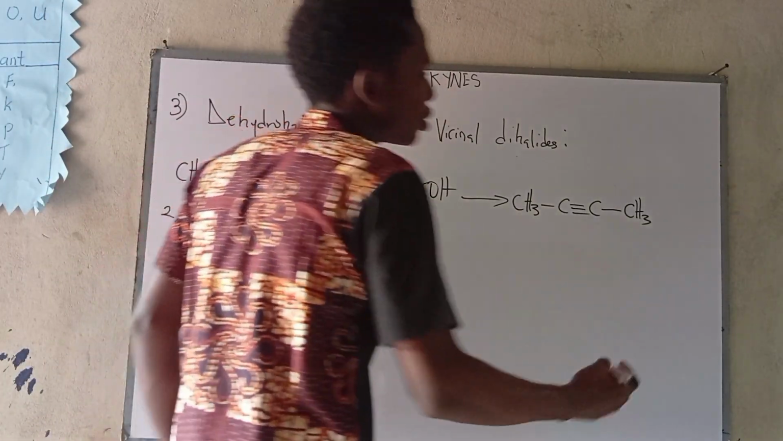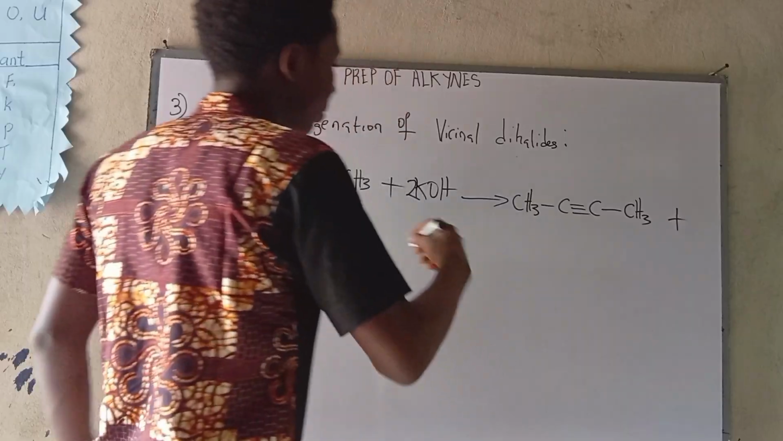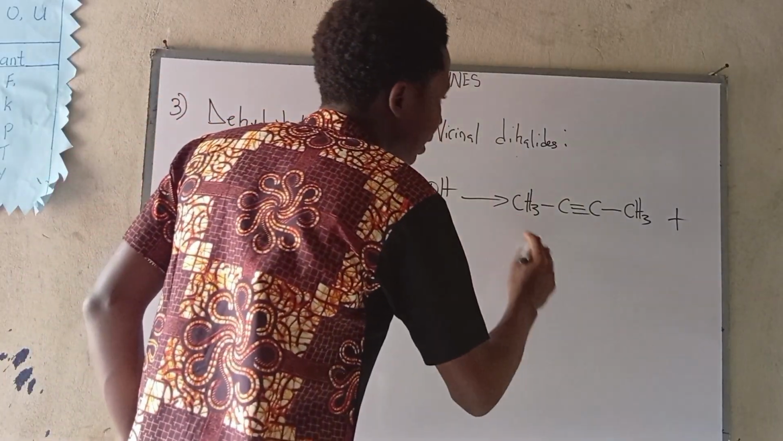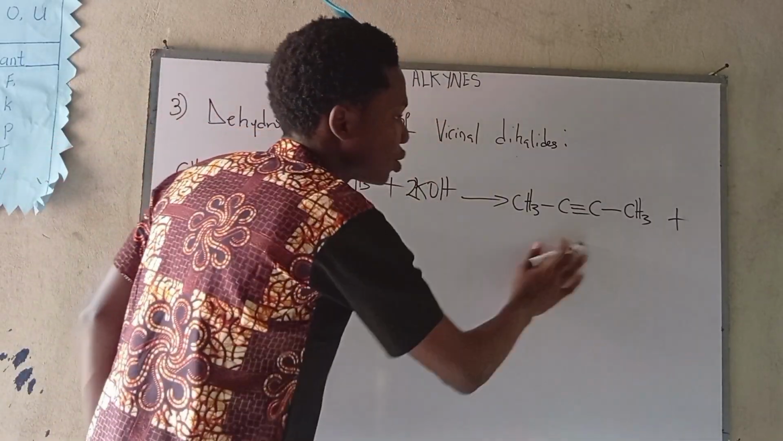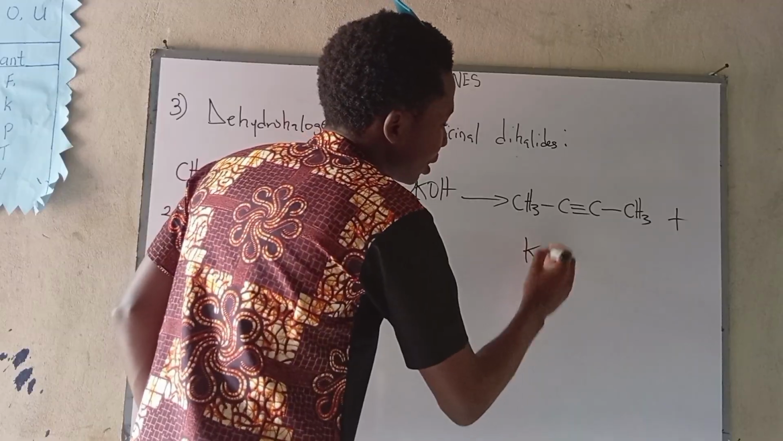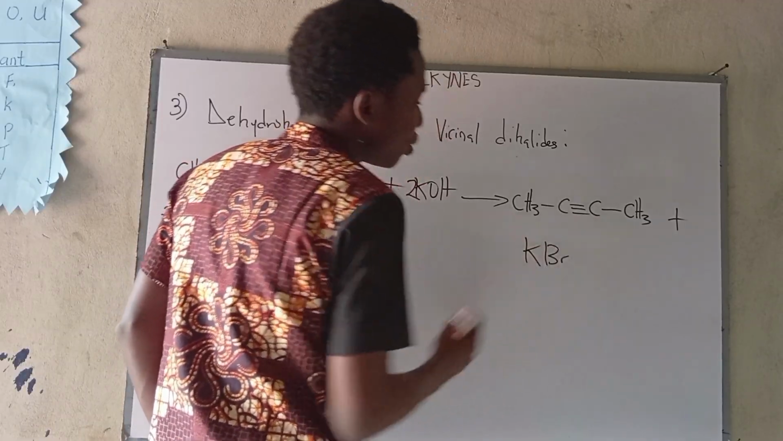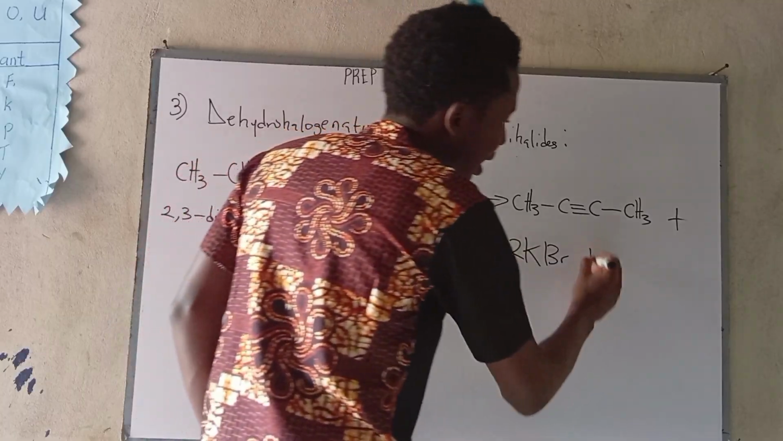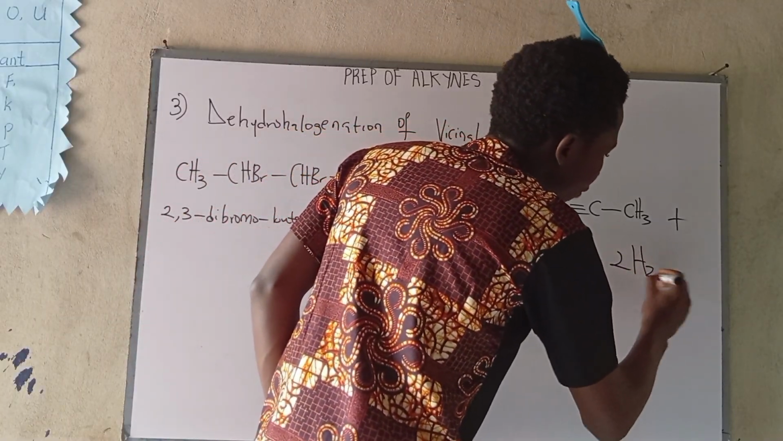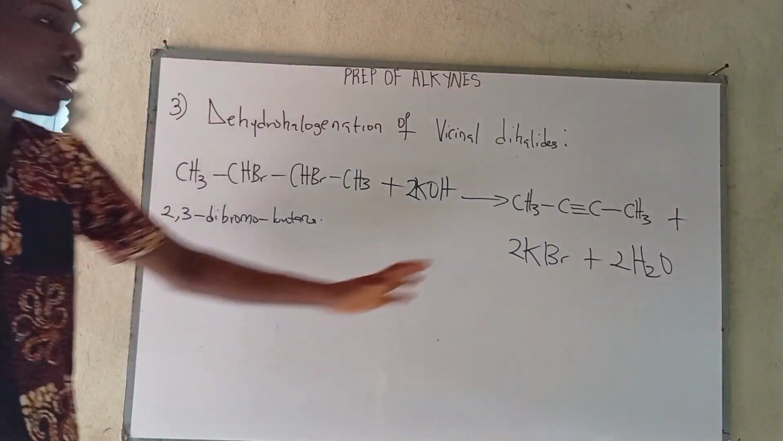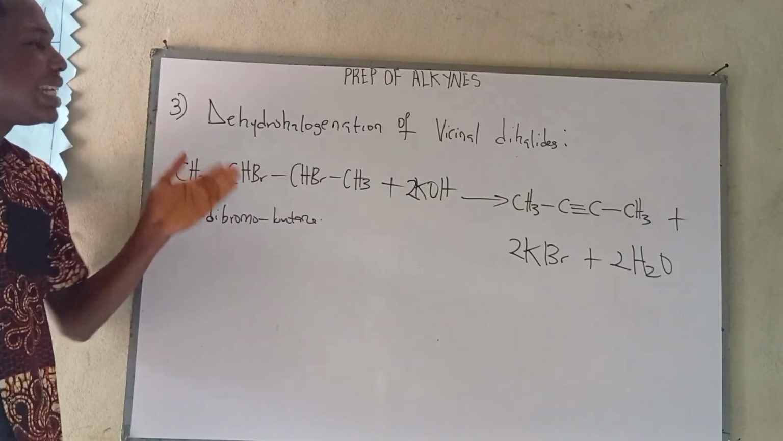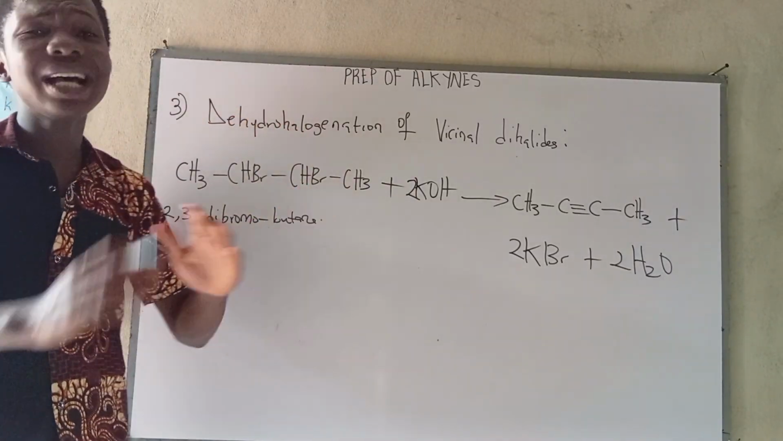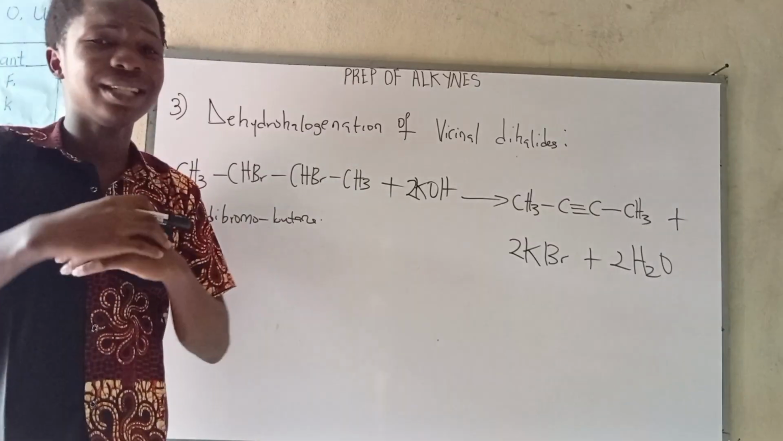We are going to have a product, and we are going to have something like this. It's part of the product, so let's write it here. We are going to have potassium bromide, actually 2 molecules, and 2 molecules of water. Okay, this is what we are going to get. So now this is our alkyne. We prepared our alkyne by dehydrohalogenation of vicinal dihalide. So now let's move over to the next deal of the day.